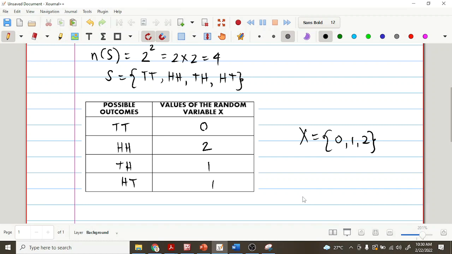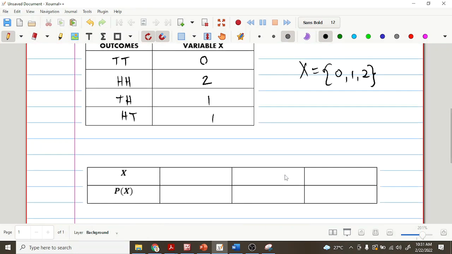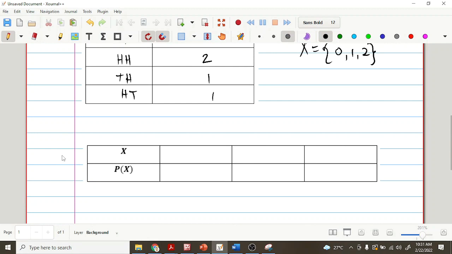So after we construct this table, after we identify the possible values of our random variable from our possible outcomes, we now construct our probability distribution or yung table na to. So yung una ay yung mga values ni random variable x at yung pangalawa ay yung probability distribution. Since yun ang kinukuha natin, yung probabilities ng ating mga random variables. So, ano yung mga values ni x? So, we have 0, 1, and 2. So, papaano kunin yung mga probabilities nilang lahat?